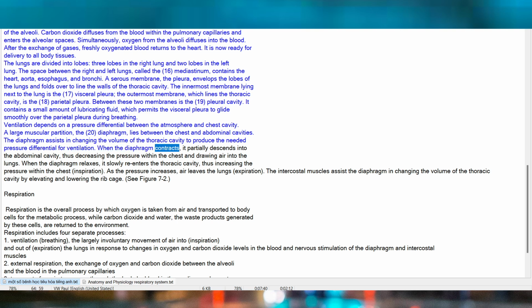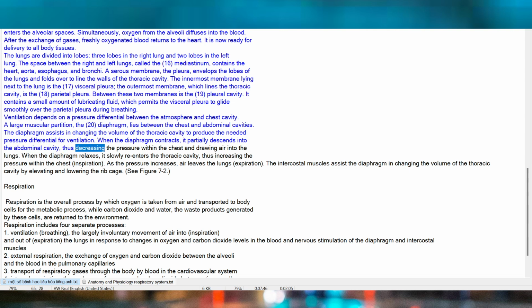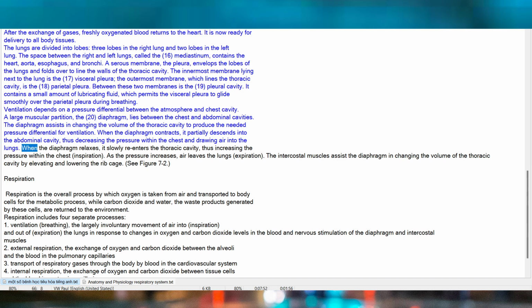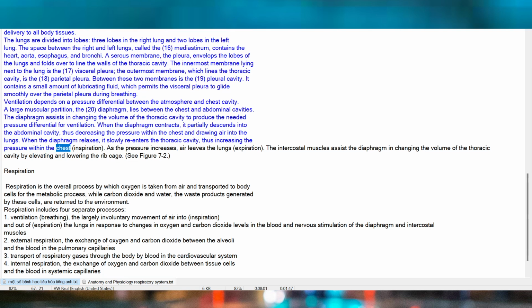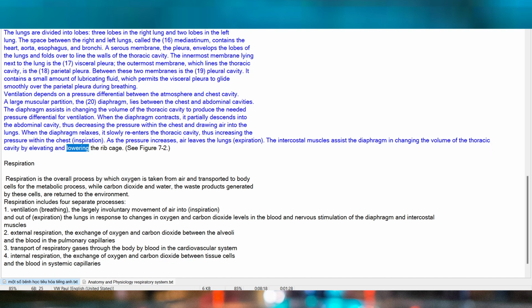When the diaphragm contracts, it partially descends into the abdominal cavity, thus decreasing the pressure within the chest and drawing air into the lungs. When the diaphragm relaxes, it slowly re-enters the thoracic cavity, thus increasing the pressure within the chest. Inspiration. As the pressure increases, air leaves the lungs. Expiration. The intercostal muscles assist the diaphragm in changing the volume of the thoracic cavity by elevating and lowering the rib cage. See Figure 7-2.